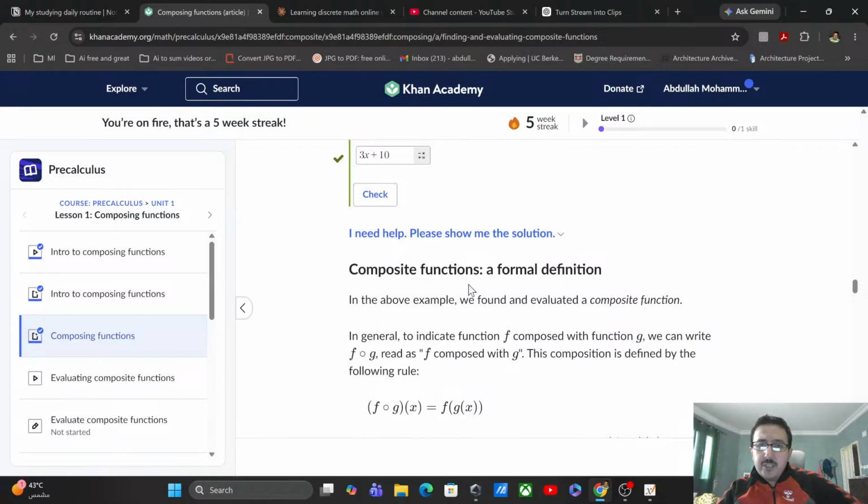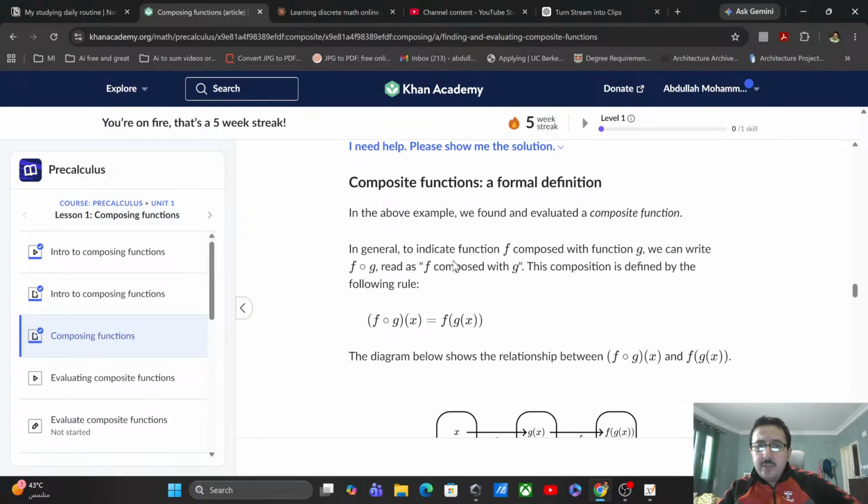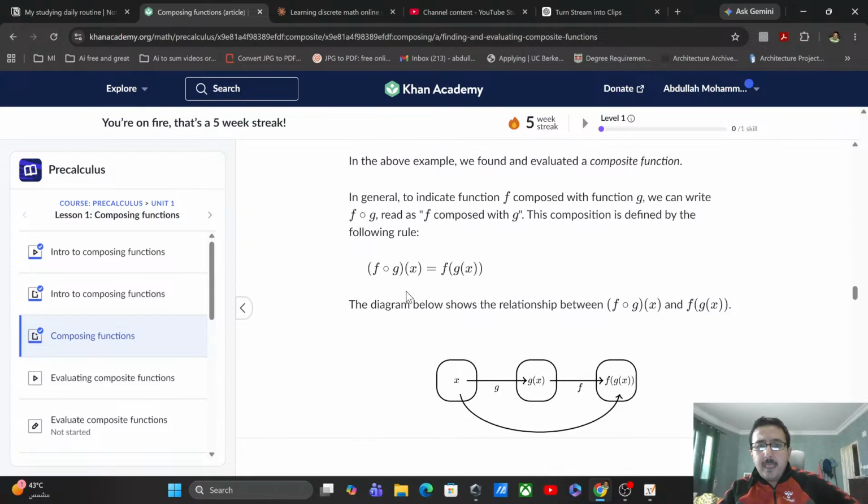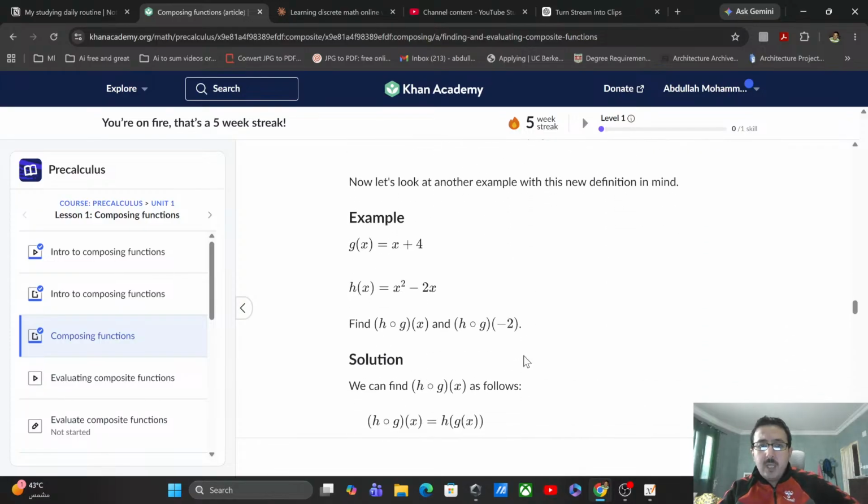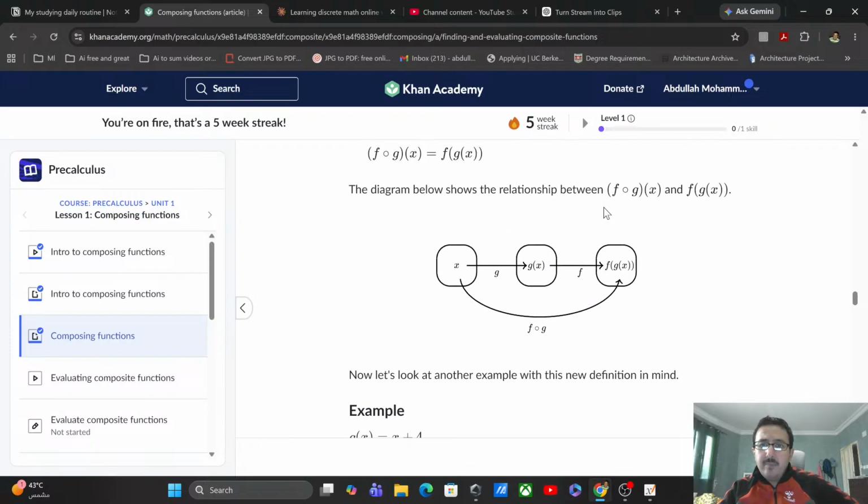Okay, composite function, a formal definition. In the above example, we find that in general, to indicate function f composed with the function g, we can write... Okay. Now let's look at another example of this new definition of mine.